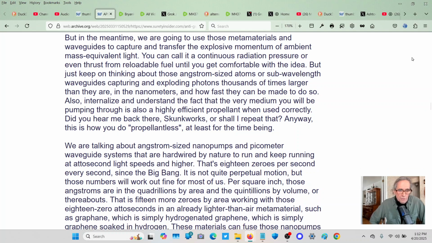But in the meantime, we are going to use those metamaterials and waveguides to capture and transfer the explosive momentum of ambient mass equivalent light. You can call it a continuous radiation pressure or even thrust from reloadable fuel until you get comfortable with the idea. But just keep on thinking about those angstrom-sized atoms or sub-wavelength waveguides capturing and exploding photons thousands of times larger than they are in the nanometers, and how fast they can be made to do so. Also, internalize and understand the fact that the very medium you will be pumping through is also a highly efficient propellant when used correctly.